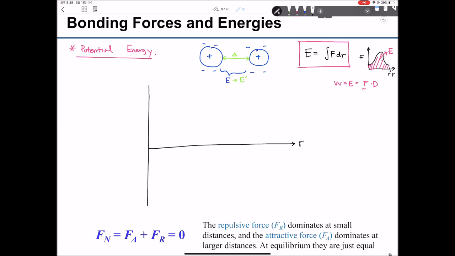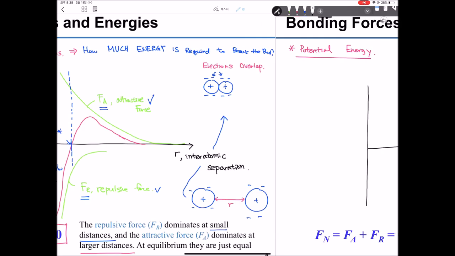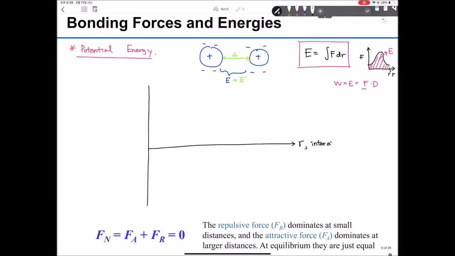So this is R, which is interatomic distance, and this is potential energy, or E as a function of R.